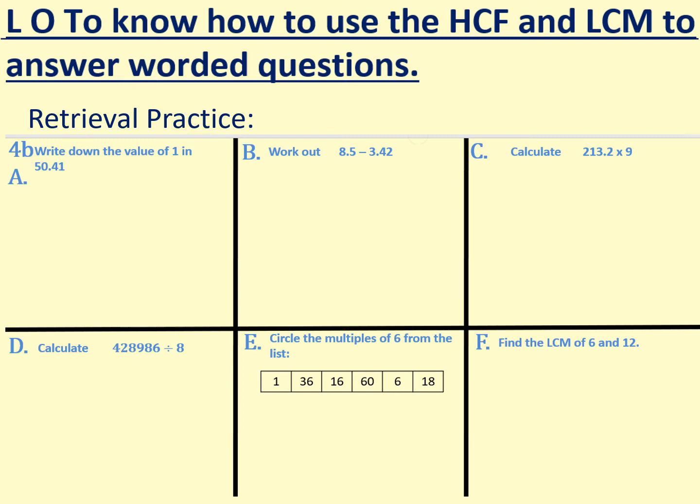Hello, welcome to our maths lesson. Today our learning objective is to know how to use the highest common factor, HCF, and lowest common multiple, LCM, to answer worded questions. So before we begin, pause this video and attempt all 6 questions on retrieval process.